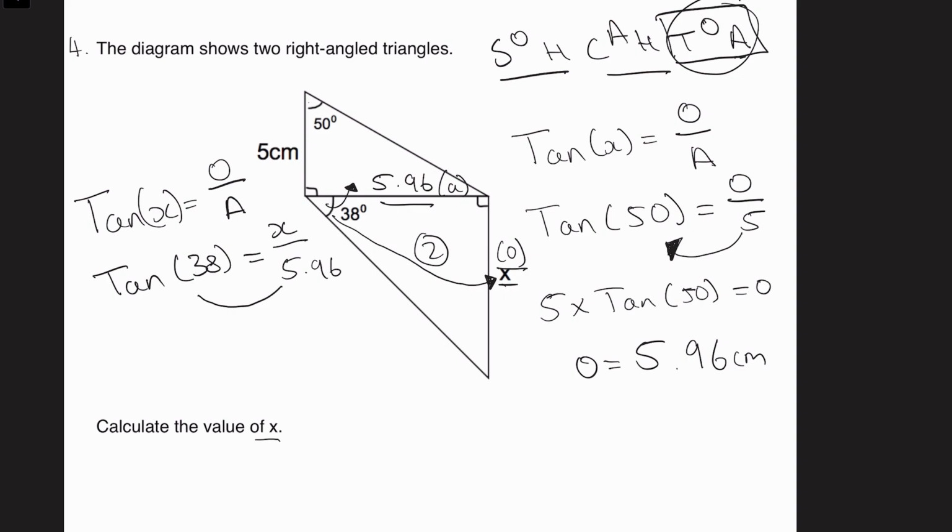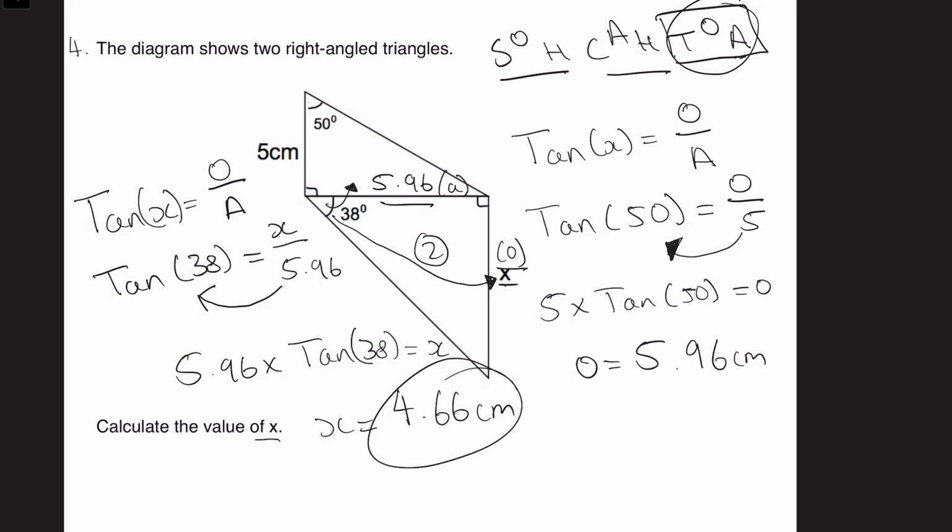And now I'm going to move this over to this side. That'll be 5.96 times tan 38 equals X, which means X has to equal 5.96 times tan 38, which gives us 4.66 centimeters. And that is the answer.